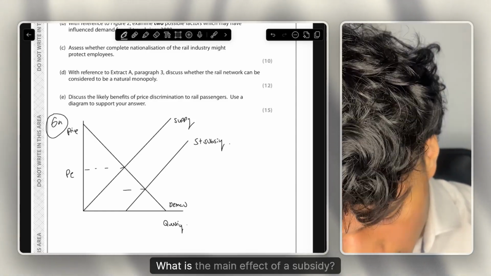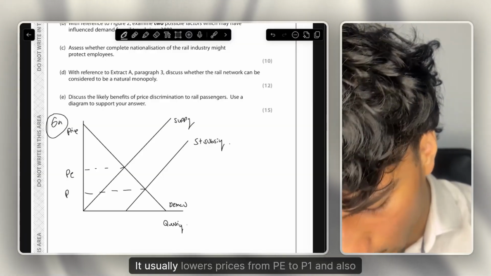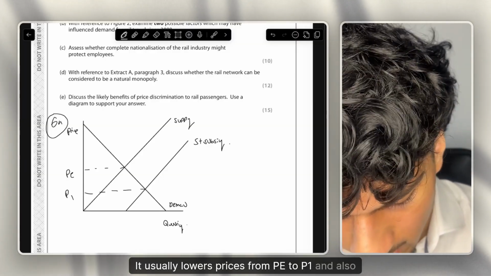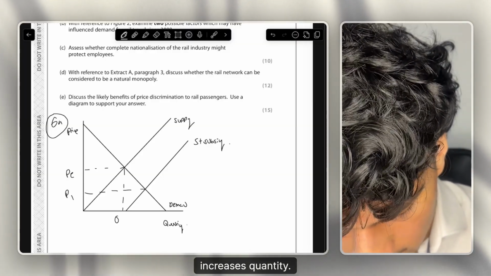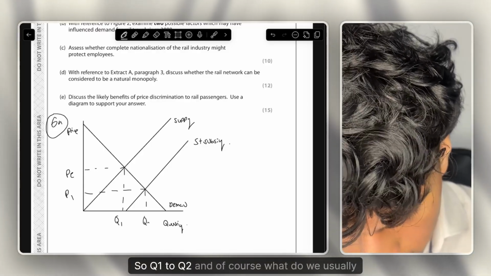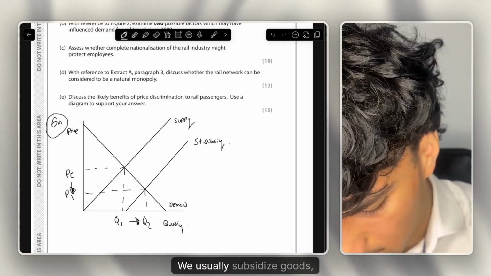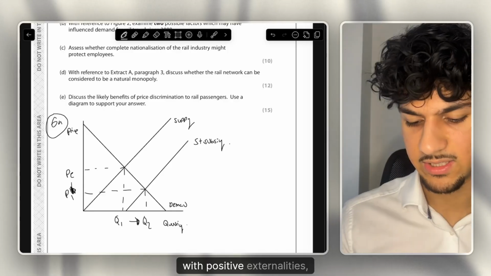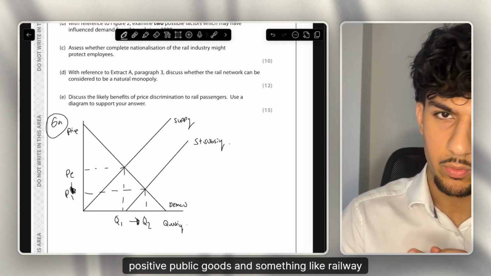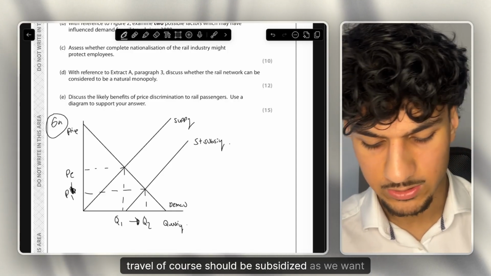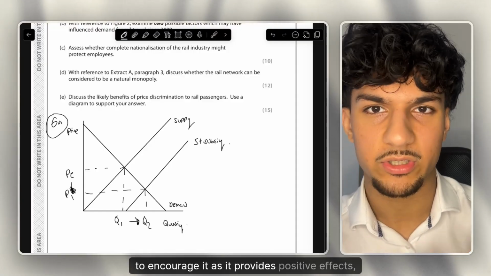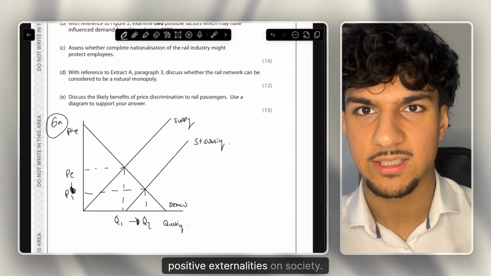Let's label up these points. PE: what is the main effect of a subsidy? It usually lowers prices from PE to PE1 and also increases quantity from Q1 to Q2. And what do we usually subsidise? We usually subsidise goods with positive externalities, public goods, and something like railway travel should be subsidised, as we want to encourage it, as it provides positive externalities on society.